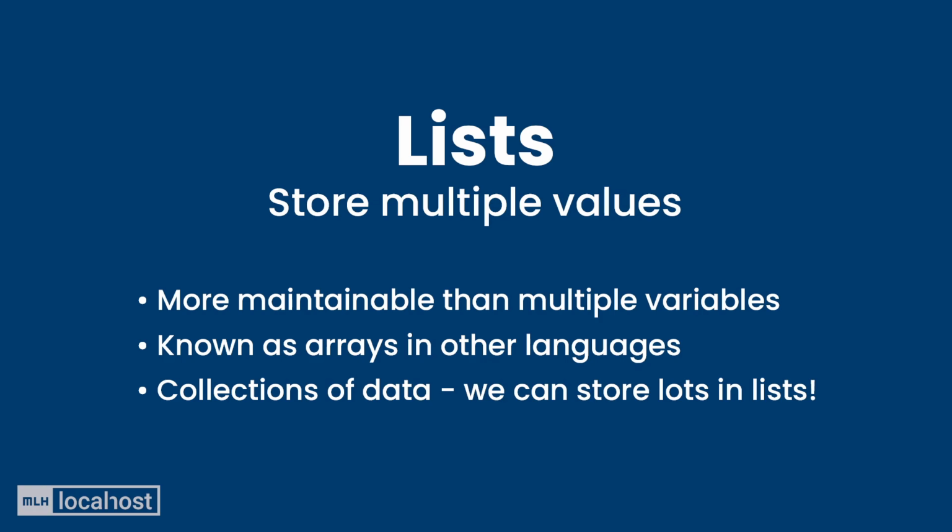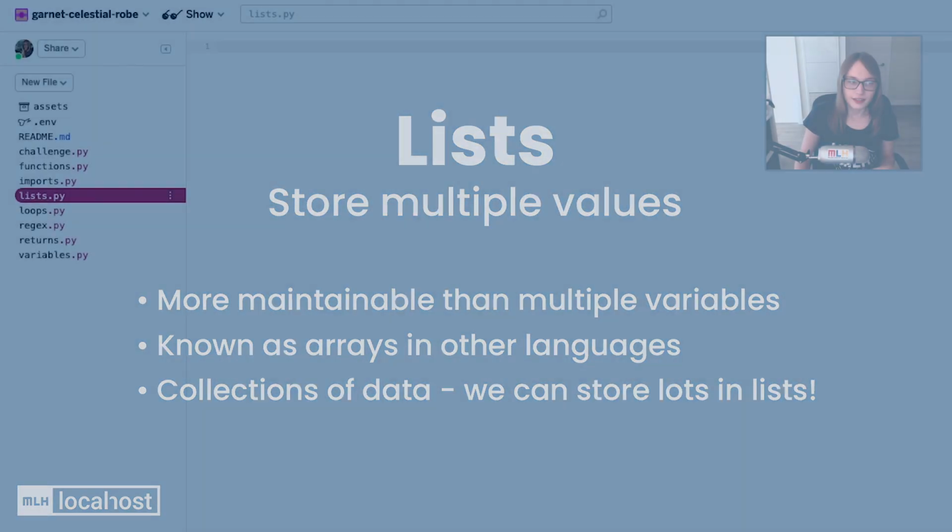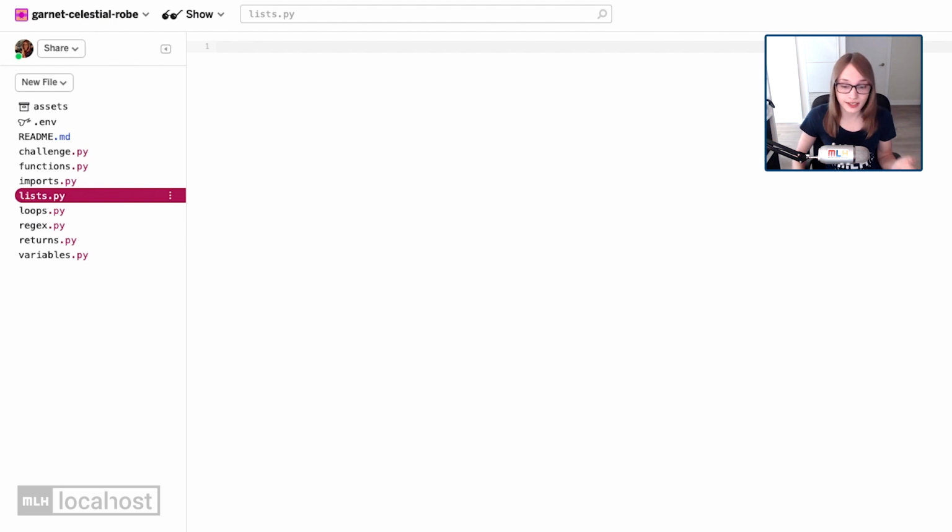In other programming languages, if you've dealt with one before, you might have heard them called arrays. But in Python, we call them lists. And all they are is collections of data. So, say we have 5 different people's names, then we can put them all in a list and do really cool stuff with them. Now, there's a few ways we can create lists in Python.